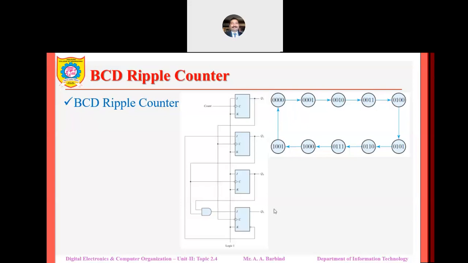Okay, so here you can see that the flip-flop toggles when Q2 and Q4 are 1-1, and of course at that time the negative edge should be there, that is, Q1 should go low from high. So if we look at the output of this particular flip-flop, then it will be having this particular state. So this is the state diagram for this particular BCD ripple counter. So this is the arrangement, that is what is done inside the IC 7490.